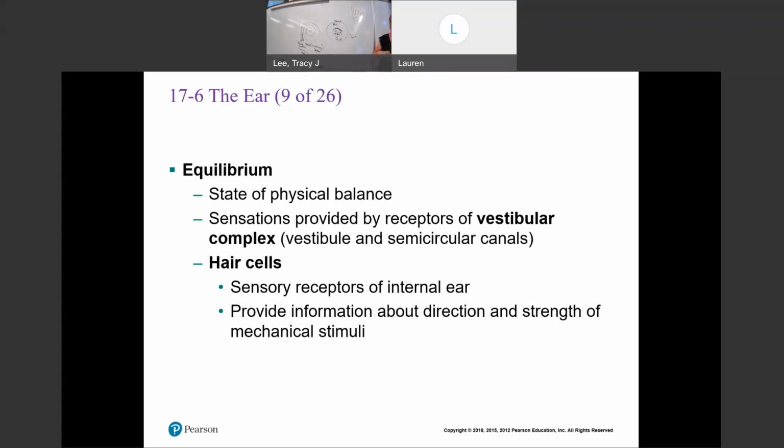These are mechanically gated ion channels. So as my fluid flows one way or the other, it's going to bend these hairs. As the fluid hits it and bends it, that is going to cause my mechanically gated ion channels to open. And then I'd have a nerve attached to this, and I'm going to see an action potential going down my nerve. What triggered that action potential? A mechanical movement that distorted the membrane and sent an action potential. And I'll show you some pictures.